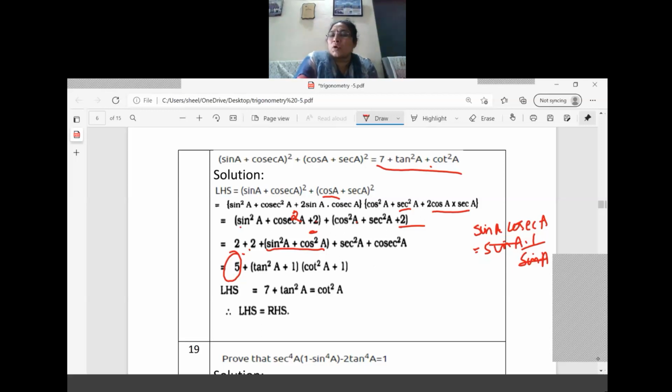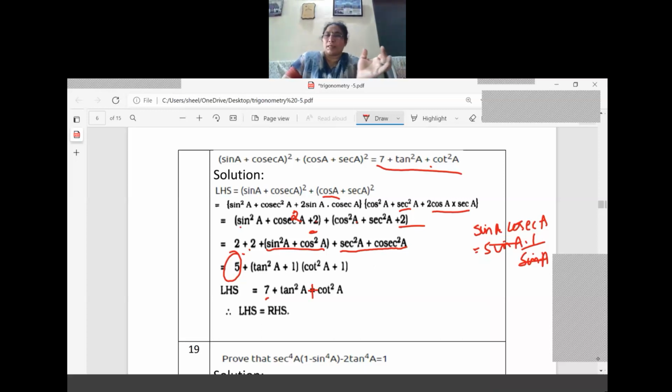Tan square A and cos square A are also required. But what is remaining there? Sec square A and cosec square A are remaining. So, instead of sec square A, we can write 1 plus tan square A. Instead of cosec square A, we can write 1 plus cot square A. So, we got 2 more 1s here. So, 5 plus 2 is 7. So, 7 plus tan square A plus cot square A.